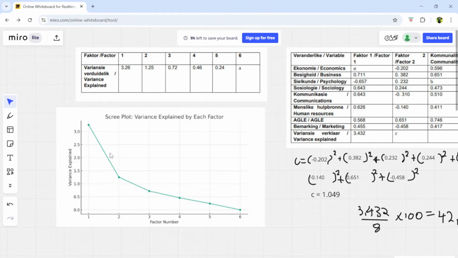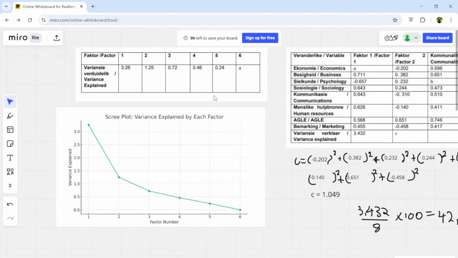So your graph is always going to be like this. It's going to decrease from the left to the right, right? Okay, and then according to Kaiser's criterion, the average of the variance explained across the factors is always equal to 1. And that actually makes sense, because remember I said that this is equal to the number of factors. How many factors do we have? 6. What is the total of this? 6. 6 divided by 6 is 1. So the average is going to be equal to 1 all the time.